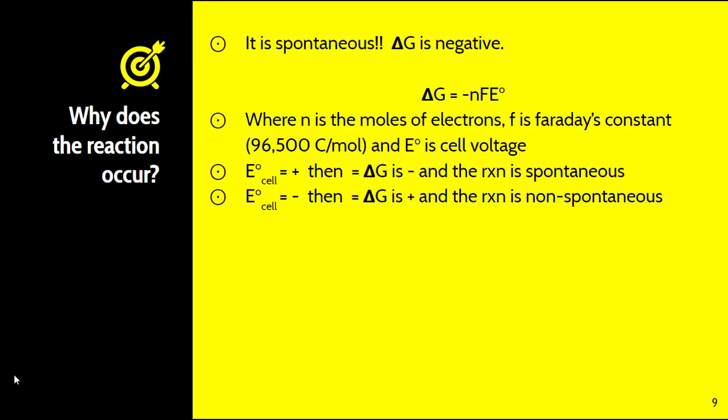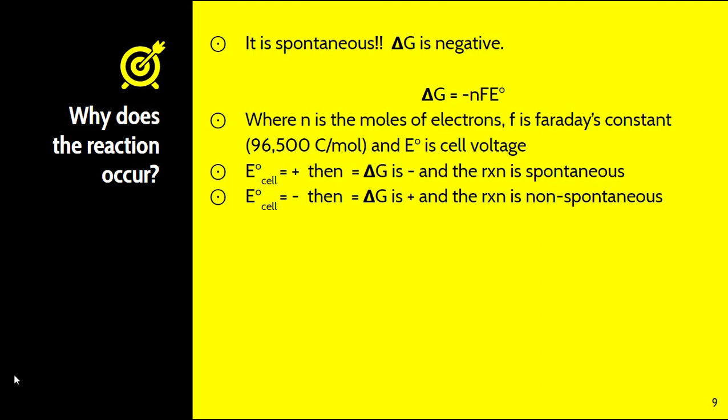Let's move on. A big important question that we need to make sure that we ask is why does this reaction actually happen? And it all goes back to delta G. It is spontaneous, this particular reaction. Delta G is negative. And we utilize this in a formula where delta G is equal to negative nFE, where n is the number of moles of electrons that are transferred, F is Faraday's constant, and E is your cell voltage.